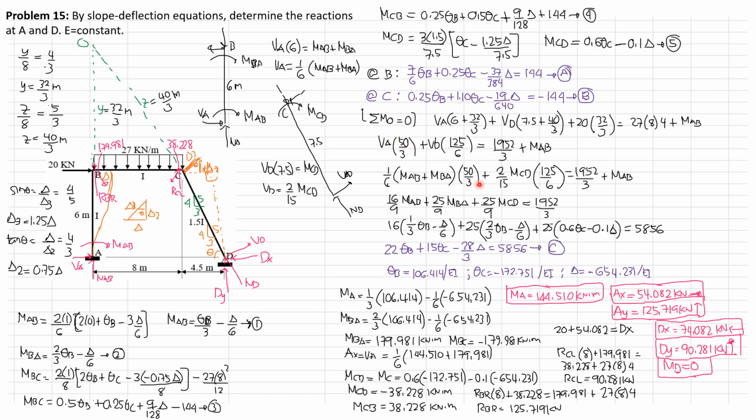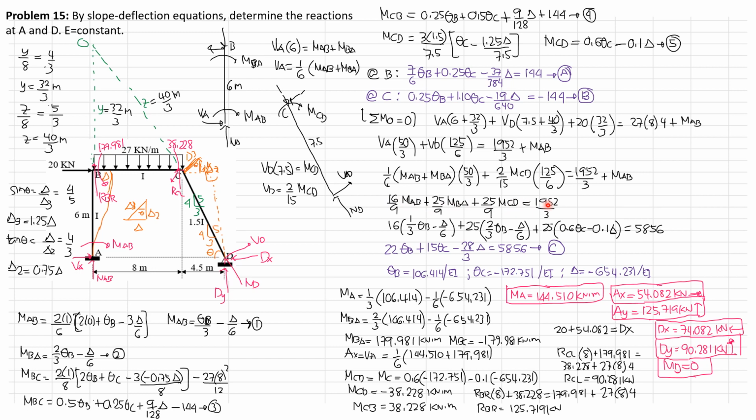Then we have 50 over 3 moment arm, then plus V_D, which is 2 over 15 M_CD, then moment arm copy, then equals 1952 over 3 plus M_AB. Simplify: 1/6 of 50 over 3, then minus 1 because we have M_AB here. So that's 16 over 9 M_AB. Then M_BA times 50 over 18, that's 25 over 9 M_BA. Then 2 over 15 times 125 over 6, that's 25 over 9 M_CD. Then we have 1952 over 3 left on the right side.